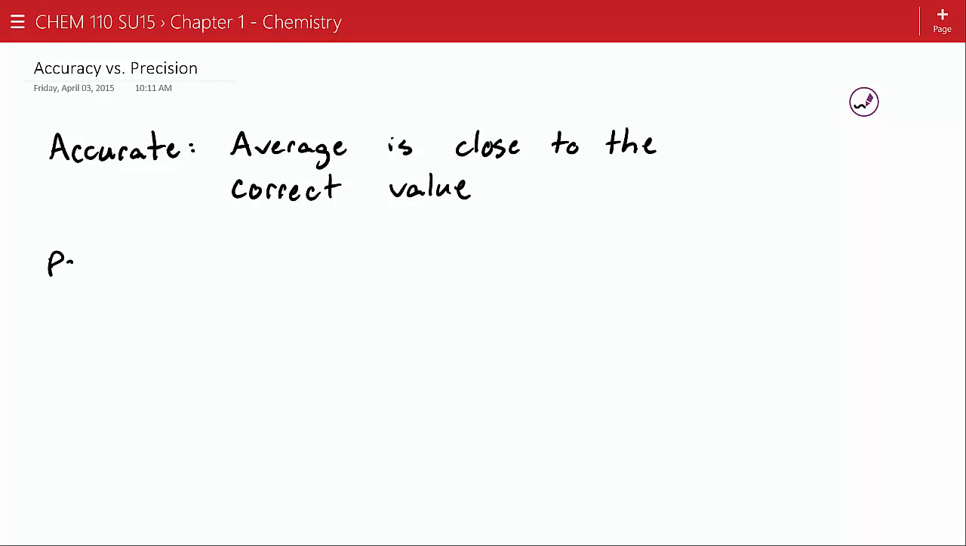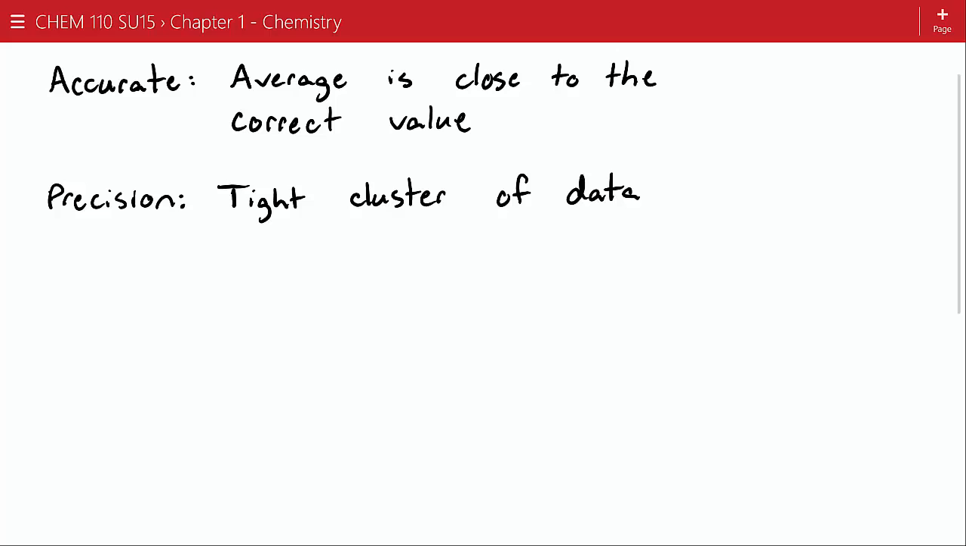This is different than precision. Precision doesn't mean that you're close to the correct value, but it means that all of your data points or all of your shots are really close to one another. So what I call this is a tight cluster of data. And I like explaining this using the dartboard analogy because I think it's one of the clearest ones.